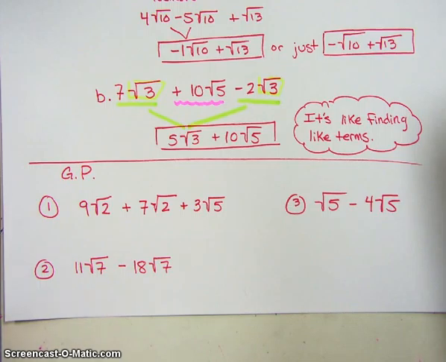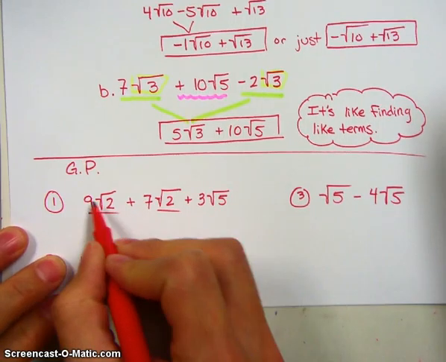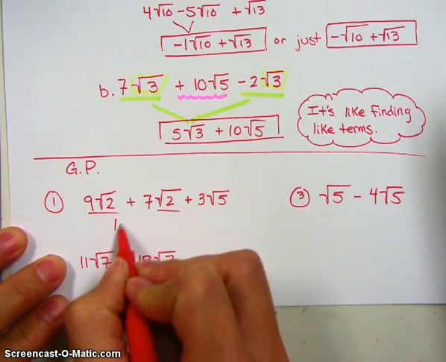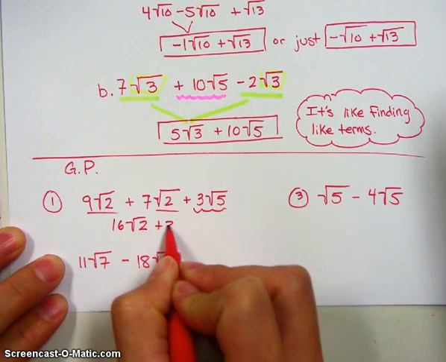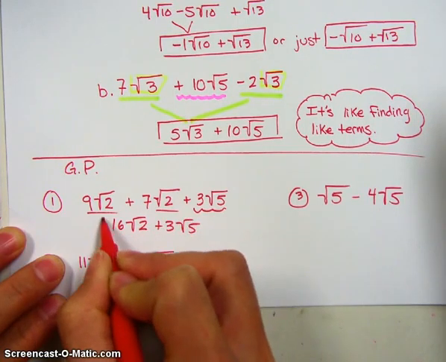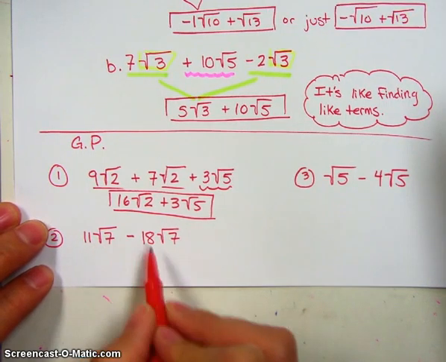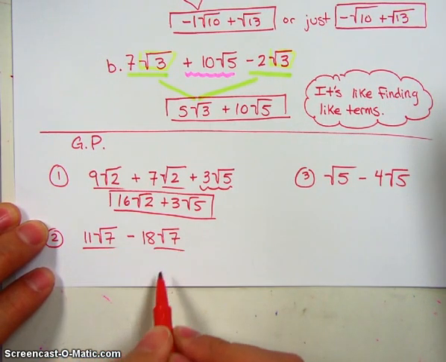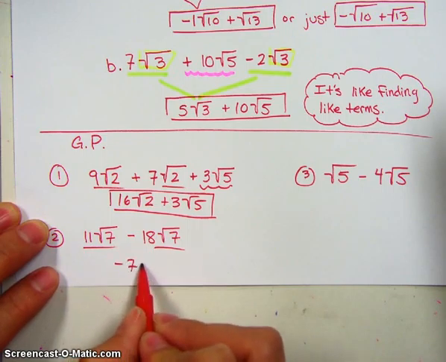I'm going to do this real quickly. These two here are the same type of radicals, so I can take 9 plus 7, and I get 16 radical 2. This one is different, so I have to leave it, 3 radical 5. That would be my simplified version there. This next one, if you didn't get that one, it should be a little bit easier. Both of these have radical 7, so I just take 11 minus 18. I get negative 7 rad 7.